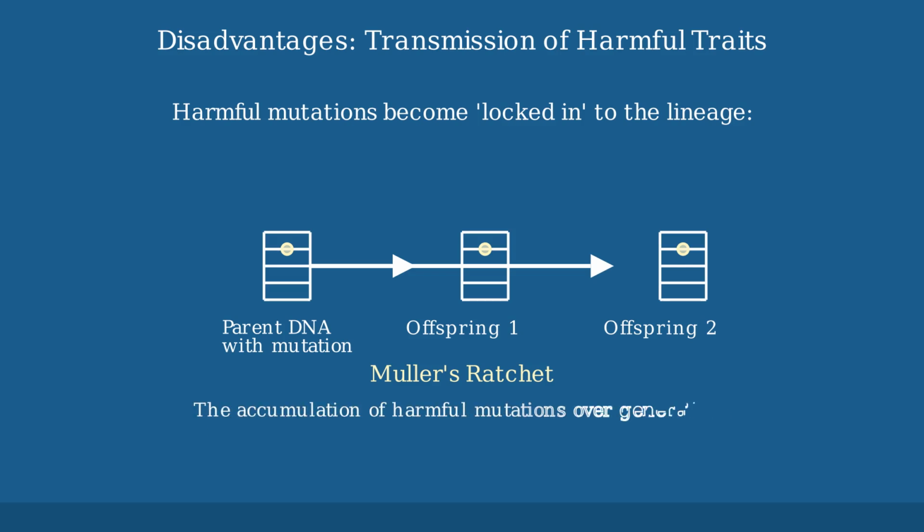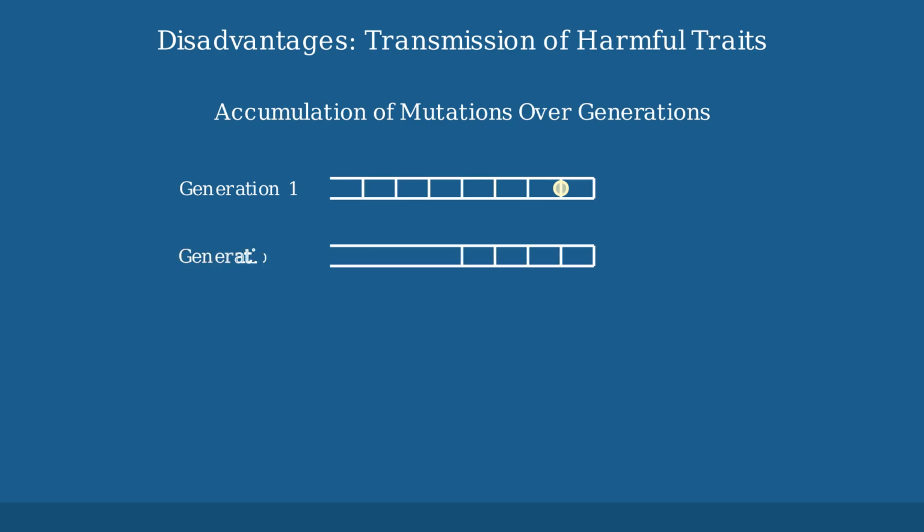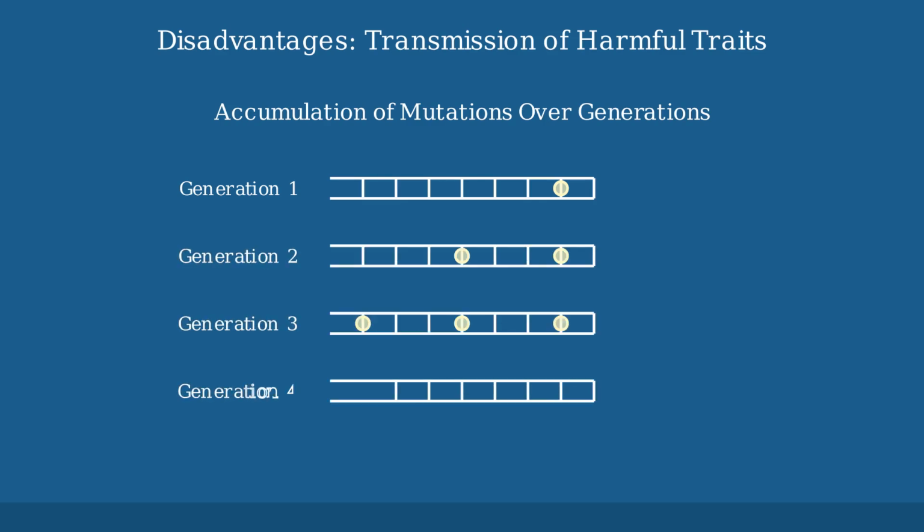It describes how, in the absence of recombination, deleterious mutations accumulate irreversibly over generations, like a ratchet that only turns one way. Over successive generations, harmful mutations accumulate in the lineage. With no genetic recombination to potentially remove them, each new generation inherits all previous mutations plus any new ones.